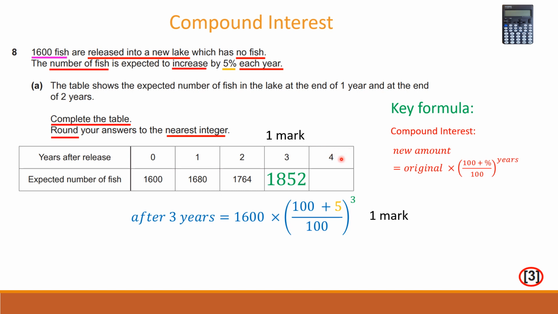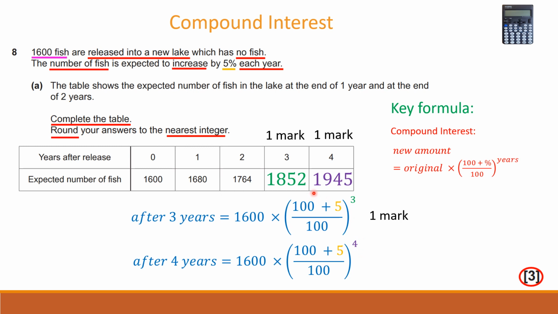We then need to do the same thing for 4. So we've got, after 4 years, we've got 1,600 times 100 plus 5 over 100 to the power of 4. And if you round that answer to the nearest whole number, you will get 1,945. So make sure you can round the answers the calculator shows you to the nearest whole number, which is the same as the nearest integer, to get the full marks for this question. Well done, guys. Remember to mark your answers and give them a tick to show where you got the marks for on this question. Well done.